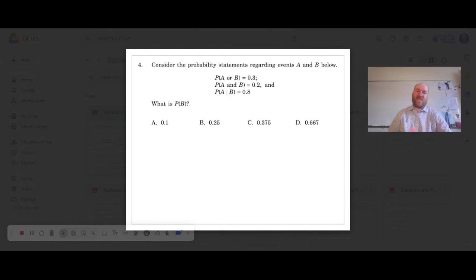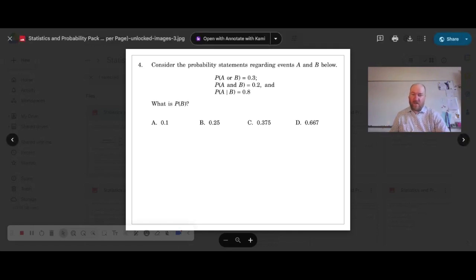Consider the probability statements regarding A and B below. We don't know what these two events are, but we know they're called A and B. The probability of A or B happening is about 30%, 0.3. The probability of both of them happening is 0.2, 20%. The probability of A given B is 80%, 0.8. So in that bottom row, that means B definitely happened. When that's the case, how many times does A also happen?